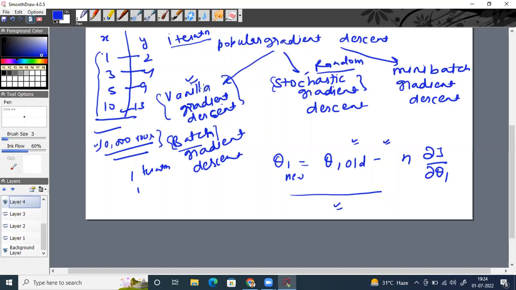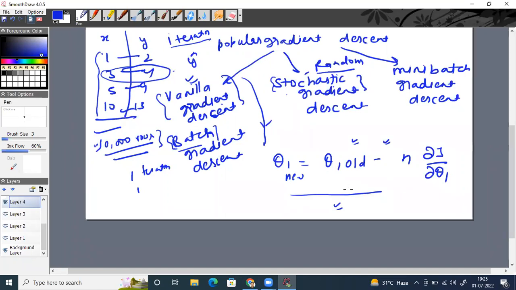Here we have to wait till all data points are covered. In this, that is not going to happen. You will pick any one random data point, suppose this one. You compute your equation y hat, find out the error, and immediately after that your weight update will happen. So in stochastic gradient descent, weight update will happen after every data point.